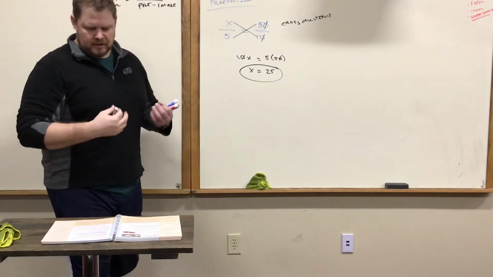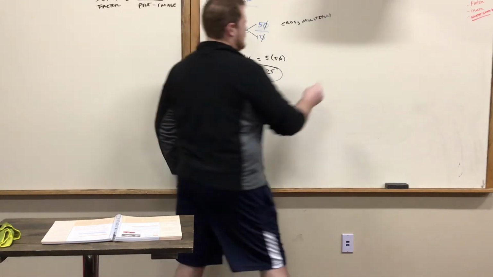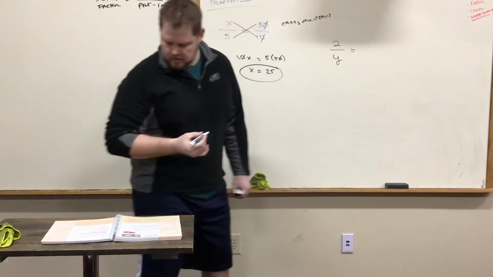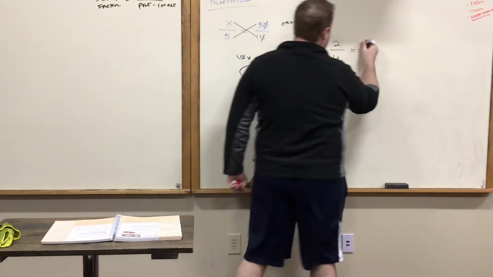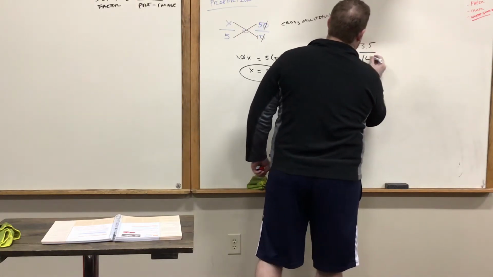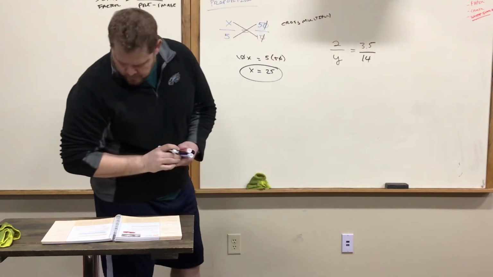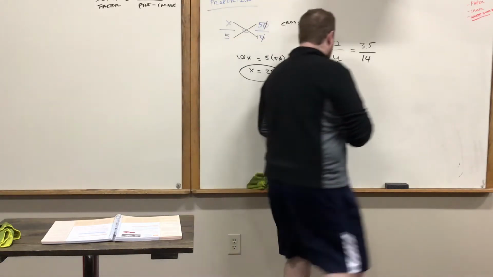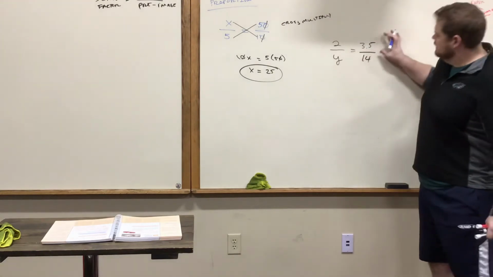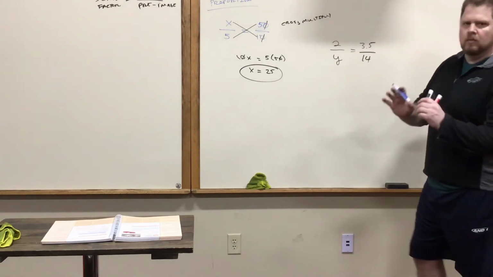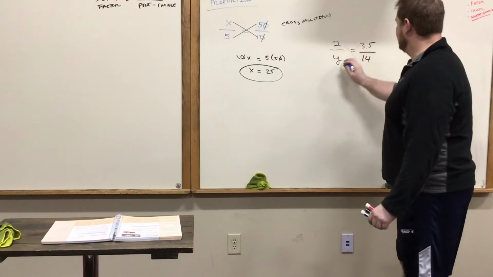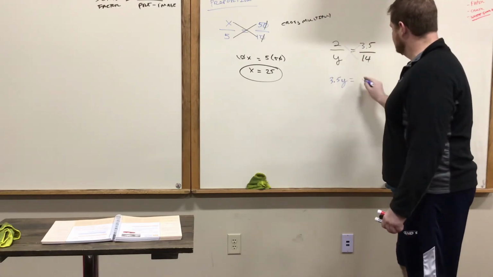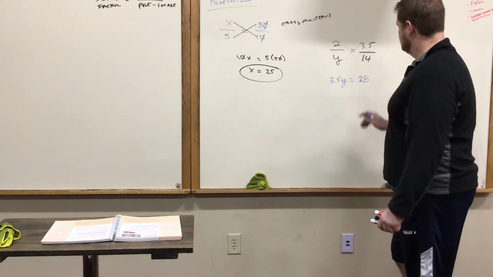All right, so let's practice on another one. Make one that's not as easy: 2 over y equals 3.5 over 14. All right, so here we go. What do we do first? Cross multiply, right? If you can reduce here, fine; if not easily, don't worry about it. So cross multiply: 3.5y equals 2 times 14, which is 28.